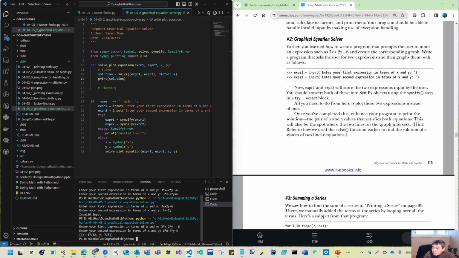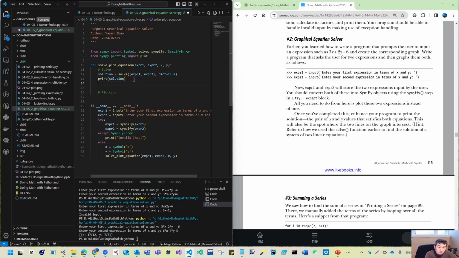So we have those solutions. Then we need to see that x is the first value pair in the dictionary and y is the second value pair. If they have those values, then we have the correct values for the solution. Otherwise, we report that no solution was found. Before we do the plotting, it's better that we make our solutions check.